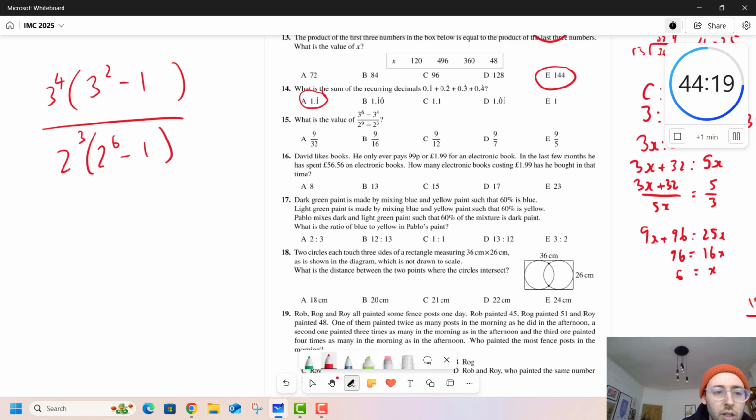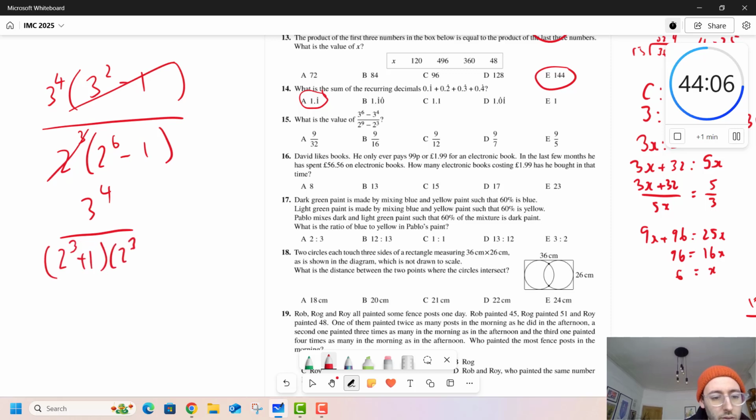Well, this is 8. Oh, look at this, 9 minus 1 is 8. So those cancel out. So I've got 3 to the 4 divided by 2 to the 6 minus 1, which is 2 to the 3 plus 1 times 2 to the 3 minus 1. Oh, this is cool. That's 9, so that's 3 squared over 7. 9 over 7. Oh, that's awesome.